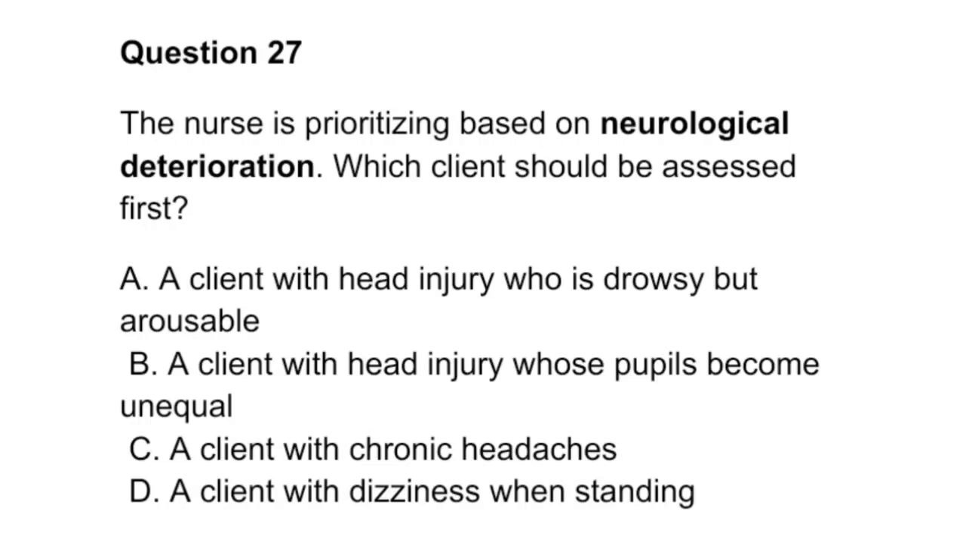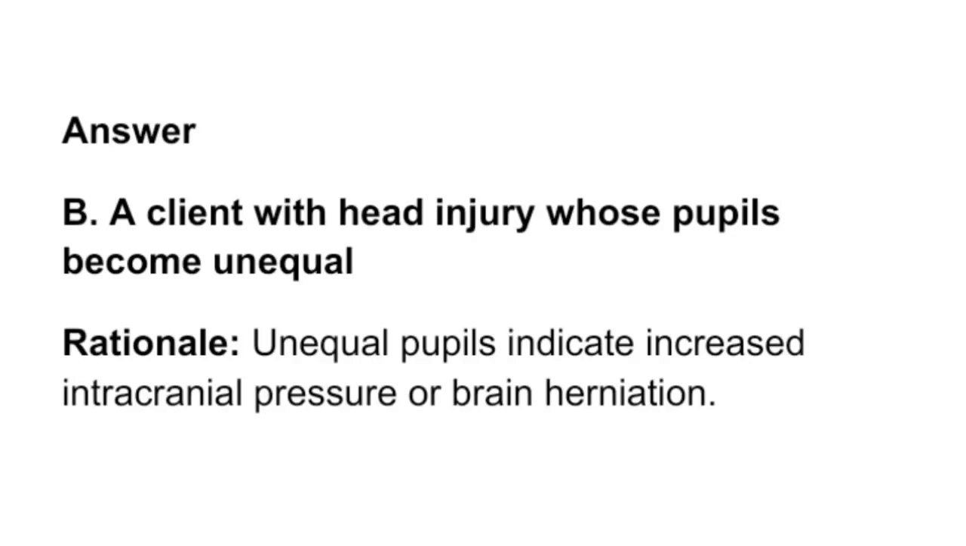Question 27. The nurse is prioritizing based on neurological deterioration. Which client should be assessed first? A. A client with head injury who is drowsy but arousable. B. A client with head injury whose pupils become unequal. C. A client with chronic headaches. D. A client with dizziness when standing. Answer: B. A client with head injury whose pupils become unequal. Rationale: unequal pupils indicate increased intracranial pressure or brain herniation.